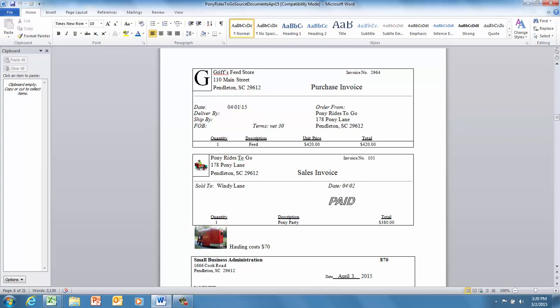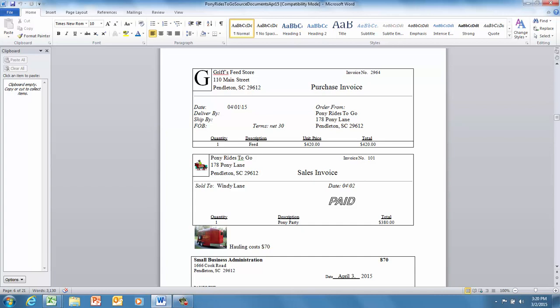And what are we giving up? We're giving up the fact that these terms say net 30. That means we owe out to Griff's Feed Store, a vendor, and we're going to owe this $420 30 days from now. And so here we're receiving feed and giving up the fact that we owe out to a vendor. So when we owe out to a vendor, we're going to credit accounts payable.